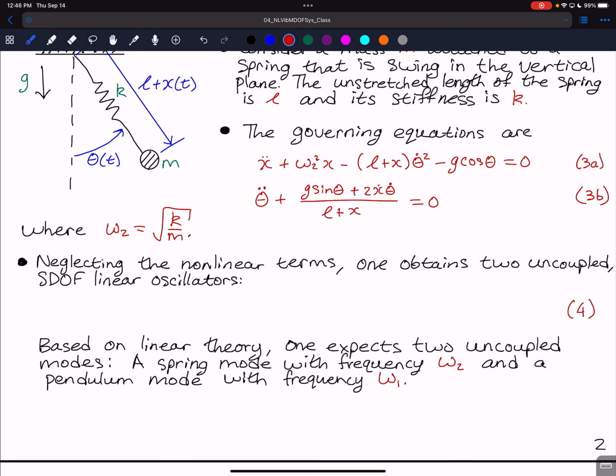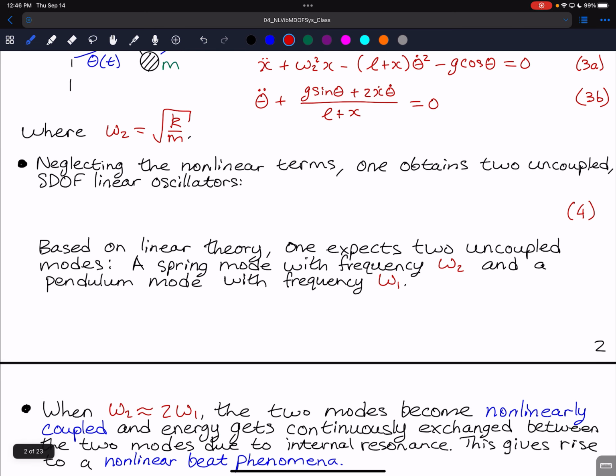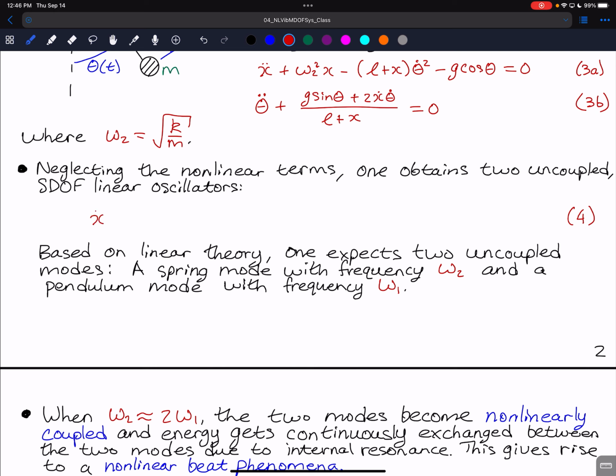Okay, if we go ahead and neglect nonlinear terms, what we're going to end up with is two uncoupled single degree of freedom linear oscillators. The first equation is x double dot plus omega 2 squared times x equal to 0. And the second equation is theta double dot plus omega 1 squared times theta is equal to 0. And here omega 1 is equal to the square root of g over L.